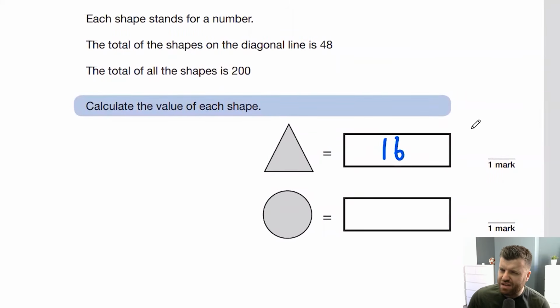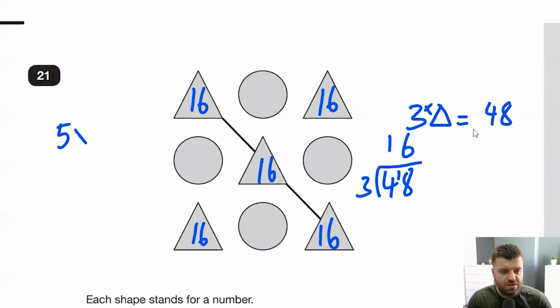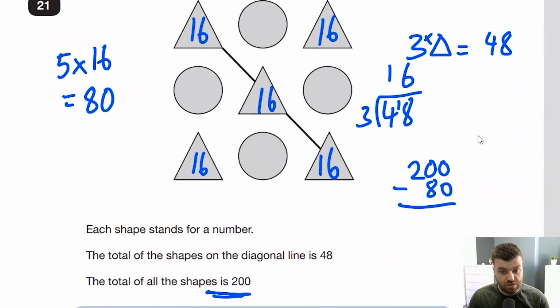Now we need to work out the circle. Well, what are all the triangles worth? That's the first thing to think about. We have 5 lots of 16 and that is 80. Okay, so the triangles are worth 80. And it said here in the question that the total of all the shapes is 200. So if we do 200 subtract the total of all the triangles, gives us 120. This is the total of all of the circles.